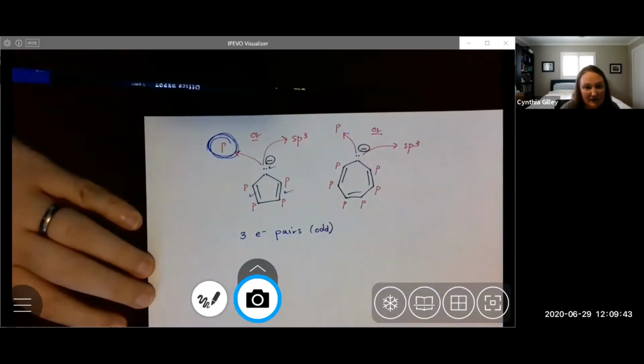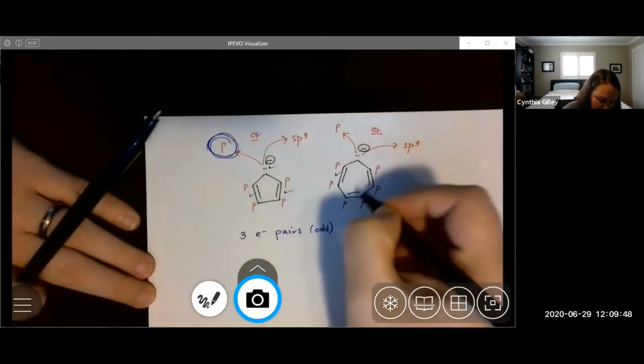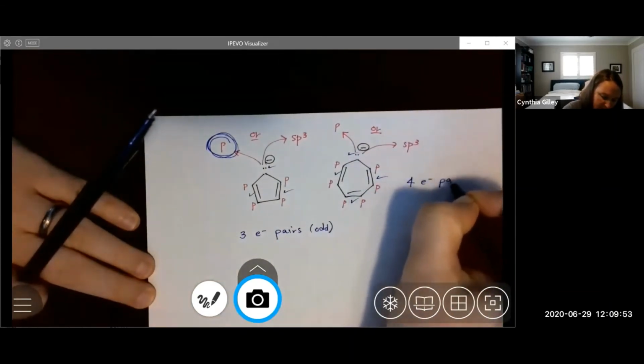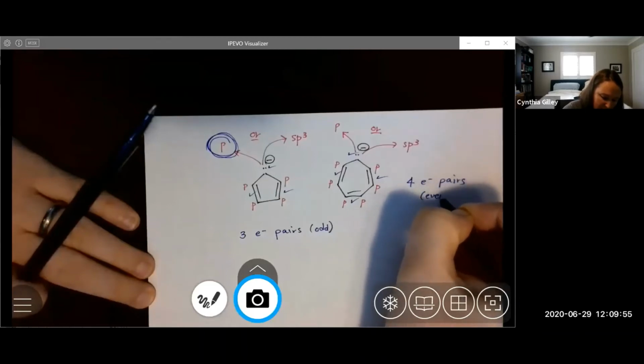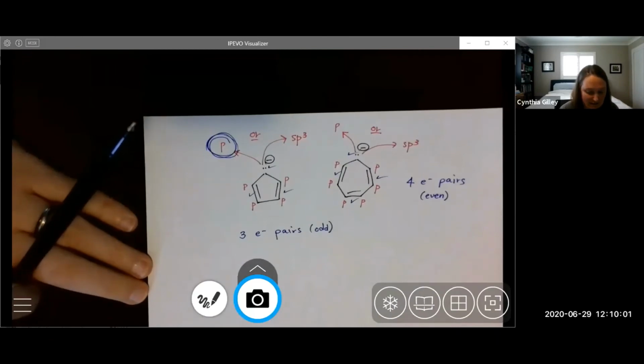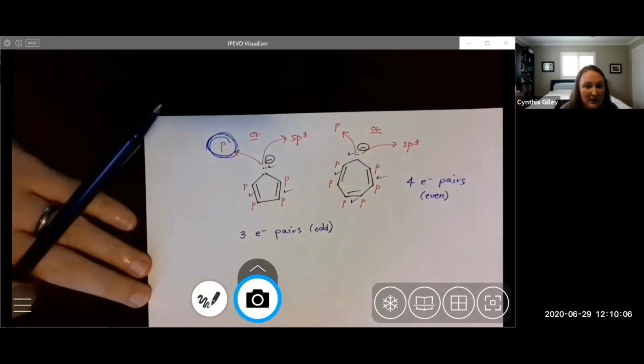And let's imagine, like we did in the last one, that it goes into a p orbital. If it goes into a p orbital, then I've now got 4 electron pairs, which is an even number of electrons. That's bad. That means it's going to be unstable, because those electrons are not going to go into a bonding molecular orbital. They're going to be unpaired, in either non-bonding or anti-bonding molecular orbitals. They're going to destabilize the molecule, right? So then it just won't do that.